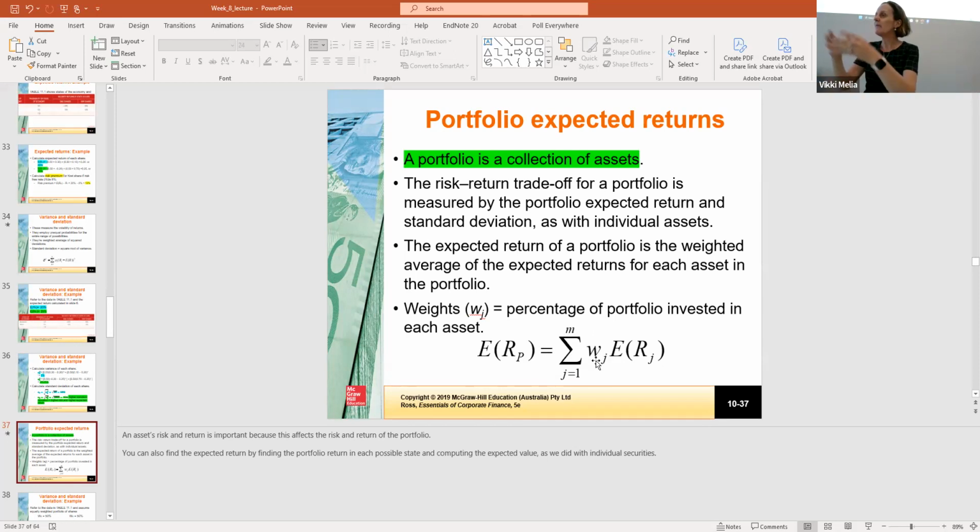Because your portfolio is made up of a number of assets. So the weight means the proportion of your portfolio that is invested in a particular asset multiplied by the expected return from that asset. So if you've got 3 assets in your portfolio, you would need to take the weight, how much you've got invested in each one, and multiply it by the expected return for each one. So 3 assets, you would have 3 weights and 3 expected returns. Multiply them and then add them all together.